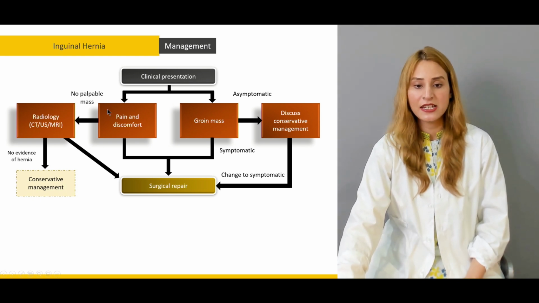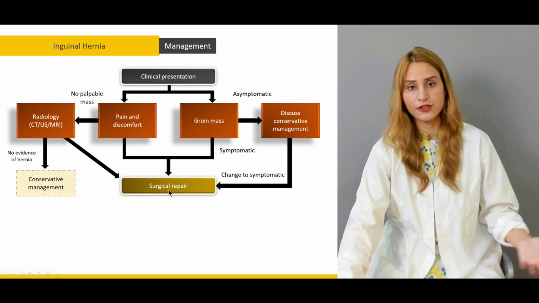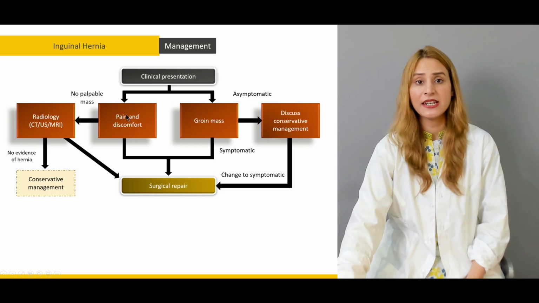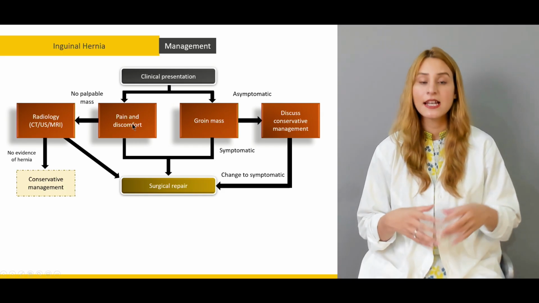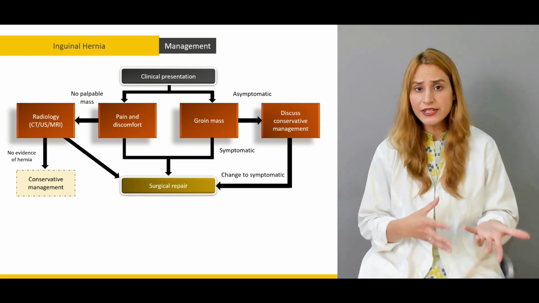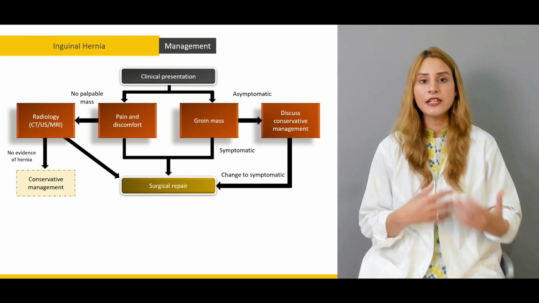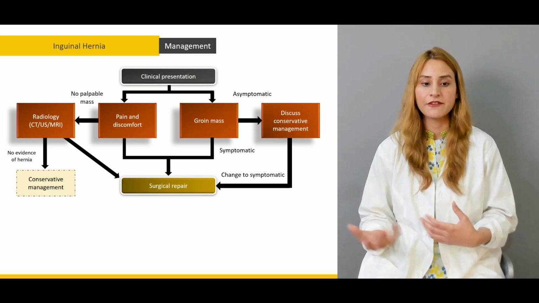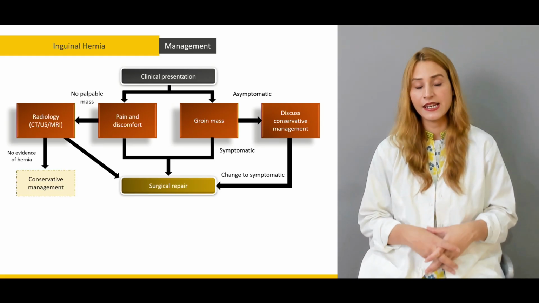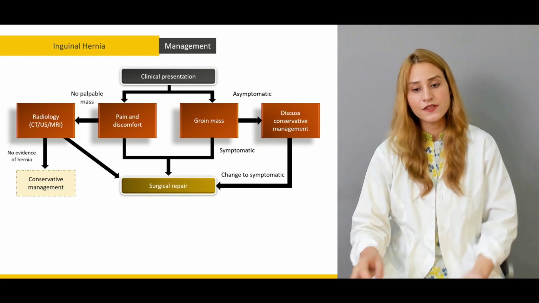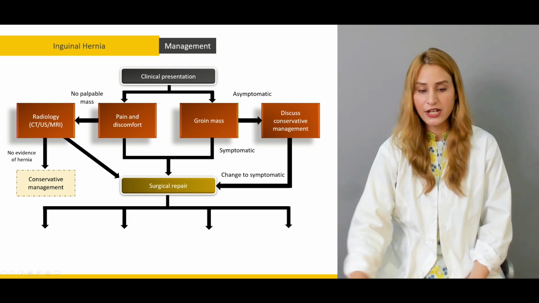But if there's pain and discomfort, and there's a mass as well, you have to go definitely for the surgical repair. And if there's pain and discomfort, and there is no palpable mass, you go for the radiological investigations, and if there's no evidence of hernia, then you go for the symptomatic conservative management. But if there is a hernia in a CT scan or ultrasonography, you have to go for the surgical repair. So this was about the management strategies as well.